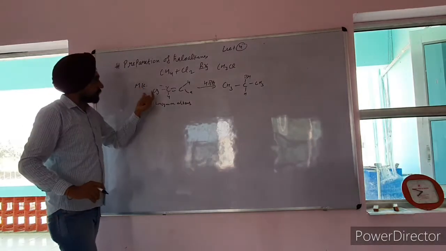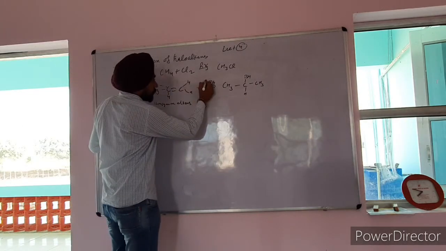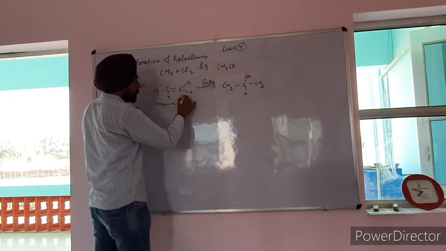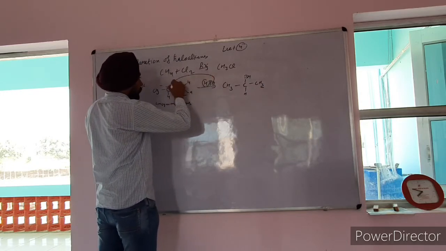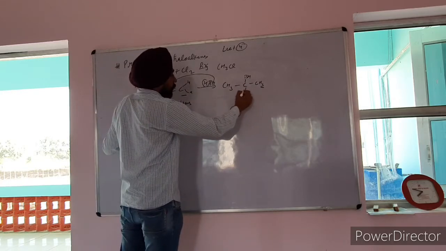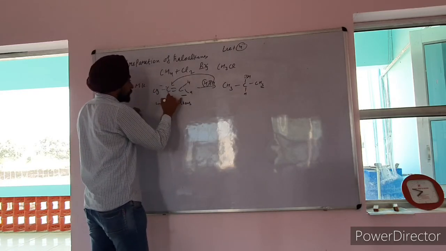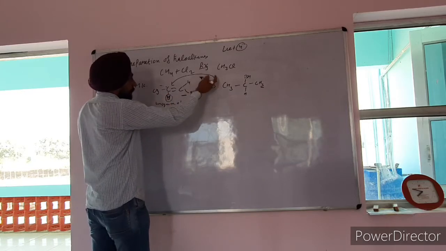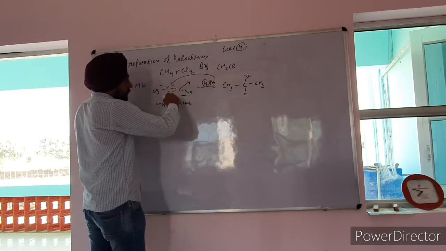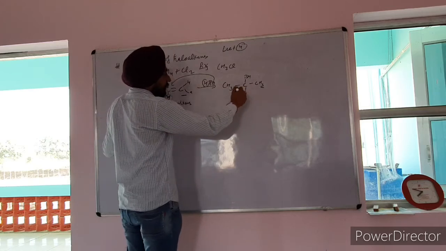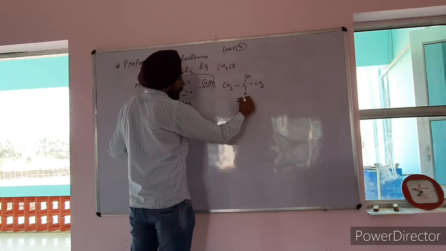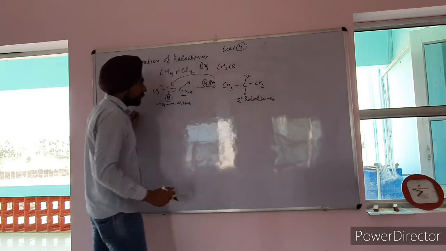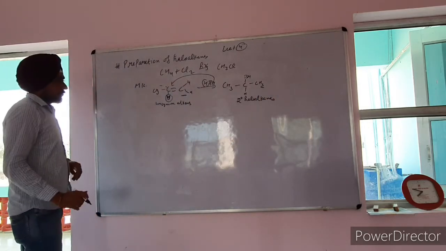In the Markovnikov rule, the hydrogen goes to the carbon atom with the higher number of hydrogens, and the negative part goes to the one with the lower number of hydrogens. On this carbon there is only one hydrogen. That's why Br goes to this carbon atom and forms the secondary haloalkane. This is secondary haloalkane. Okay.